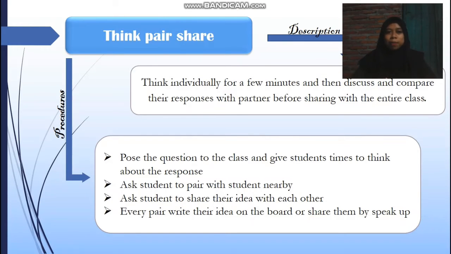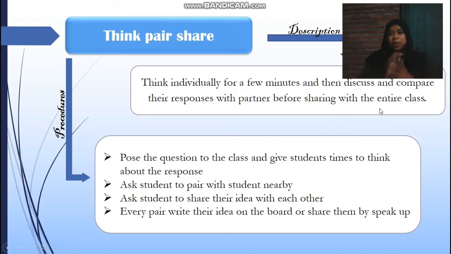So first of all, it's about the think, pair, share. What is it? In the think, pair, share technique, the students will think individually for a few minutes and then discuss and compare their responses with a partner before sharing with the entire class.